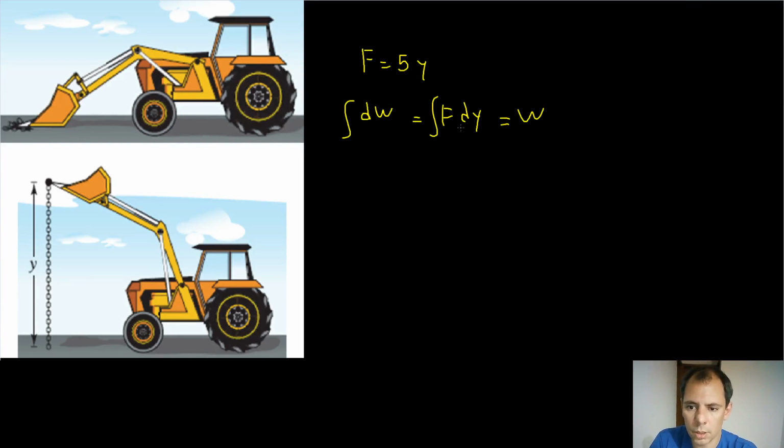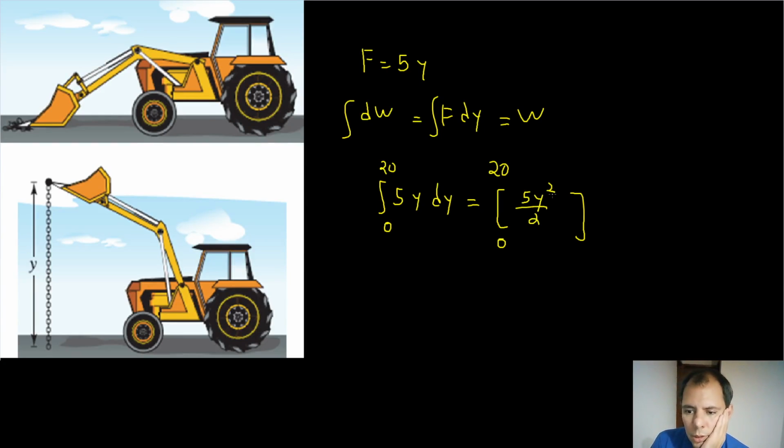So what's going to be the work? It's going to be the integral of the force, which is 5y dy, and it's going to go from 0 feet to 20 feet because that's how long the chain is. So this is equal to, from 0 to 20, 5y squared divided by 2. Putting a 20 here, it's 400 divided by 2, it's 200 times 5 is 1,000.